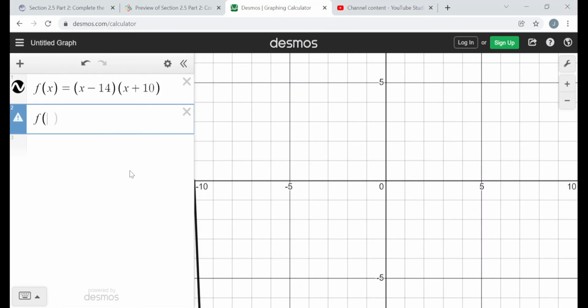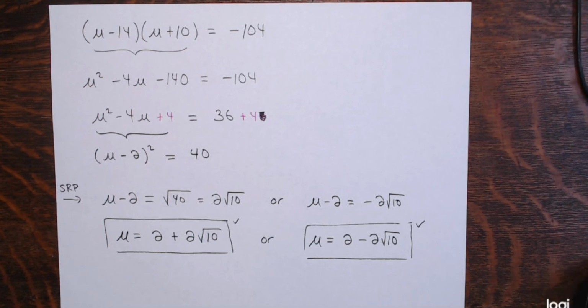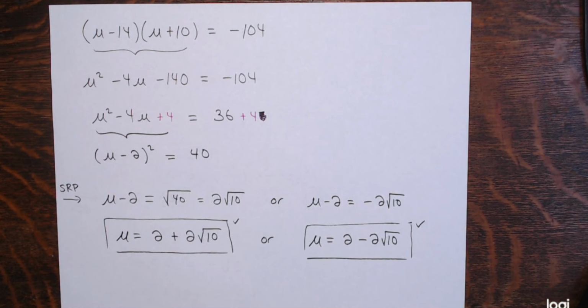What is f of 2 plus 2 times the square root of 10? And you see it's negative 104. And what is f of 2 minus 2 times the square root of 10? It's also negative 104. So both of those are totally valid solutions. They make our equation true. And you can do it by hand as well, obviously. All right, but I'd rather not right now.